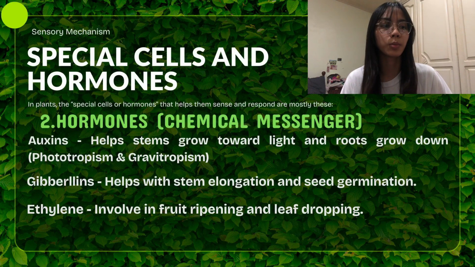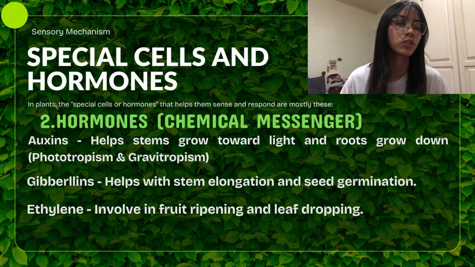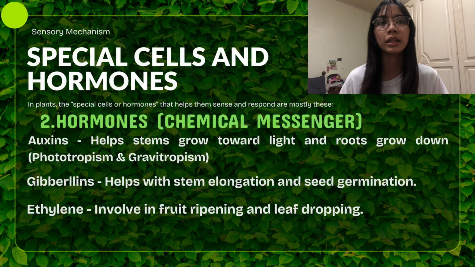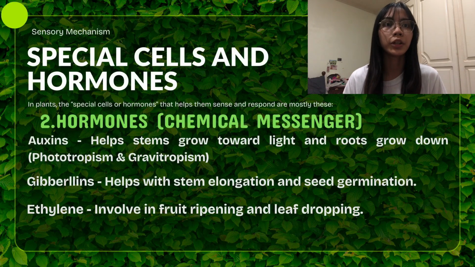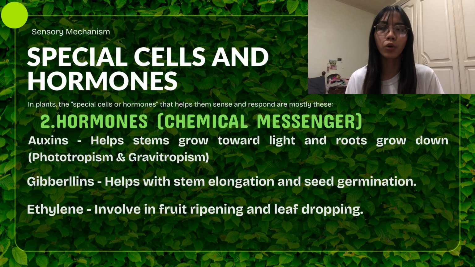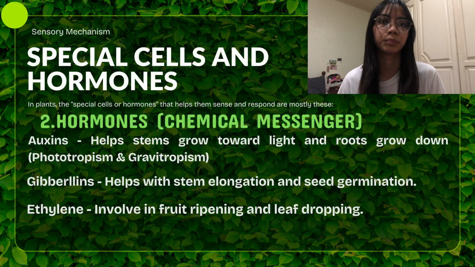And the next is the gibberellins. It helps with stem elongation and seed germination. Gibberellins are actually the ones that help farmers make the size of the fruit, for example, bigger. And it makes the process of making the plants grow taller much quicker.